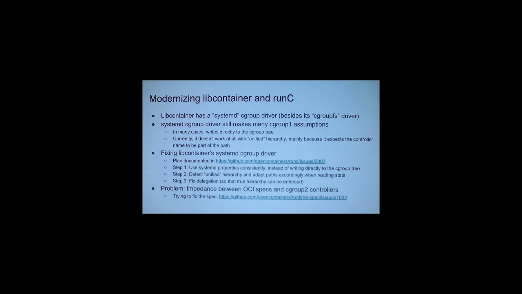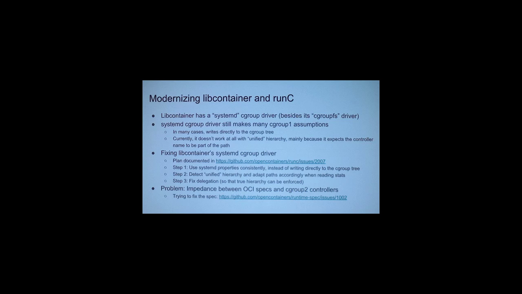And I'm starting a three-step plan to fix this systemd cgroup driver. First of them is setting systemd properties instead of writing to the cgroup tree. So when you start a systemd unit, be it a service unit or a scope unit, which is mostly what container managers use, you can tell it which memory limits, CPU limits, and so on to use. So you're basically abstracting it, telling systemd these are the limits I want, and systemd can figure out whether it's using cgroup 1 or cgroup 2, or in the future cgroup 3, it's going to basically keep this kind of API.